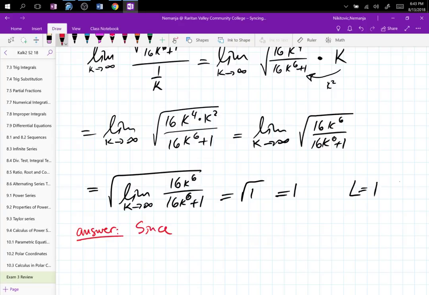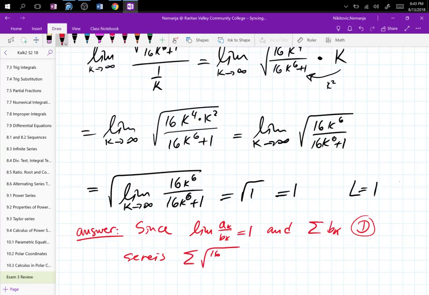Since the limit of ak over bk is equal to 1, and summation bn or bk, whatever, diverges, the series, summation of your square roots and your 16s and stuff, diverges by limit comparison.